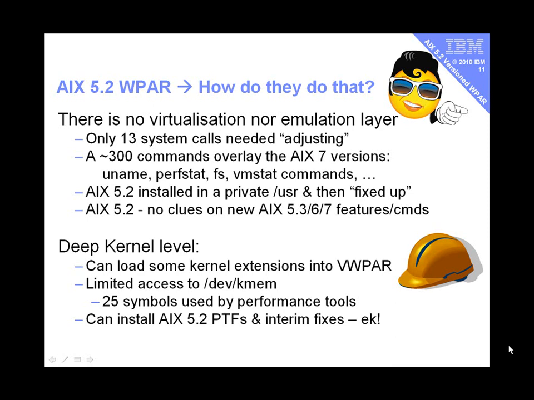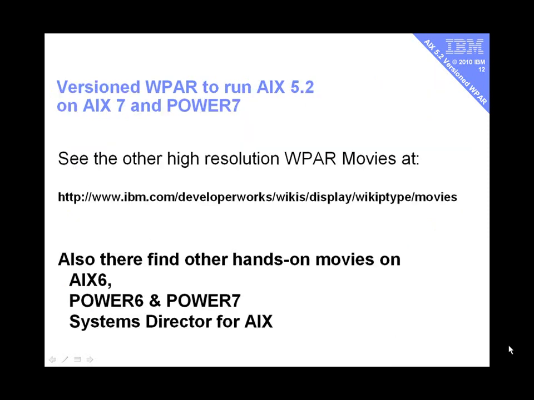Some performance tools are an example of commands that perhaps come from third parties that actually use the /dev/kmem method of getting data straight out of the kernel, and the top 25 popular symbols that they look for in the symbol table are actually supported, so they will still work even though there's a different kernel underneath. Also, we have the feature of being able to add PTFs and interim fixes, so if you've got some of those above the TL10 Service Pack 8, you can still apply those even in this environment, which, to be honest, is quite impressive. Well, that concludes our quick look at versioned WPARs running AIX 5.2.